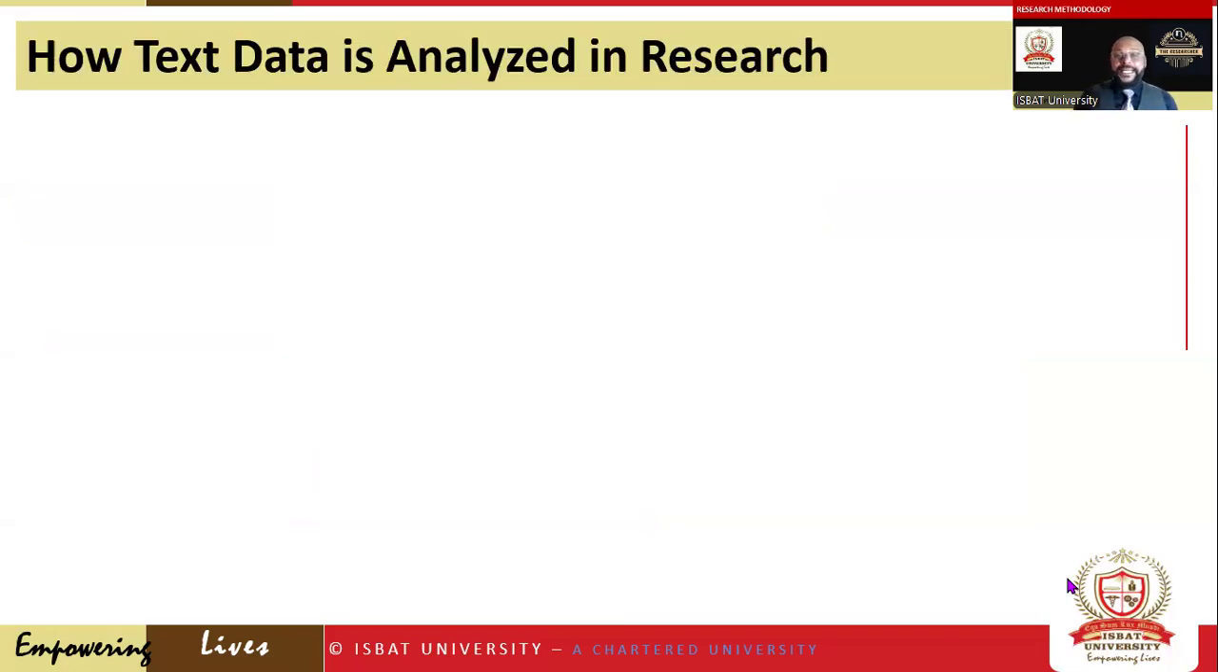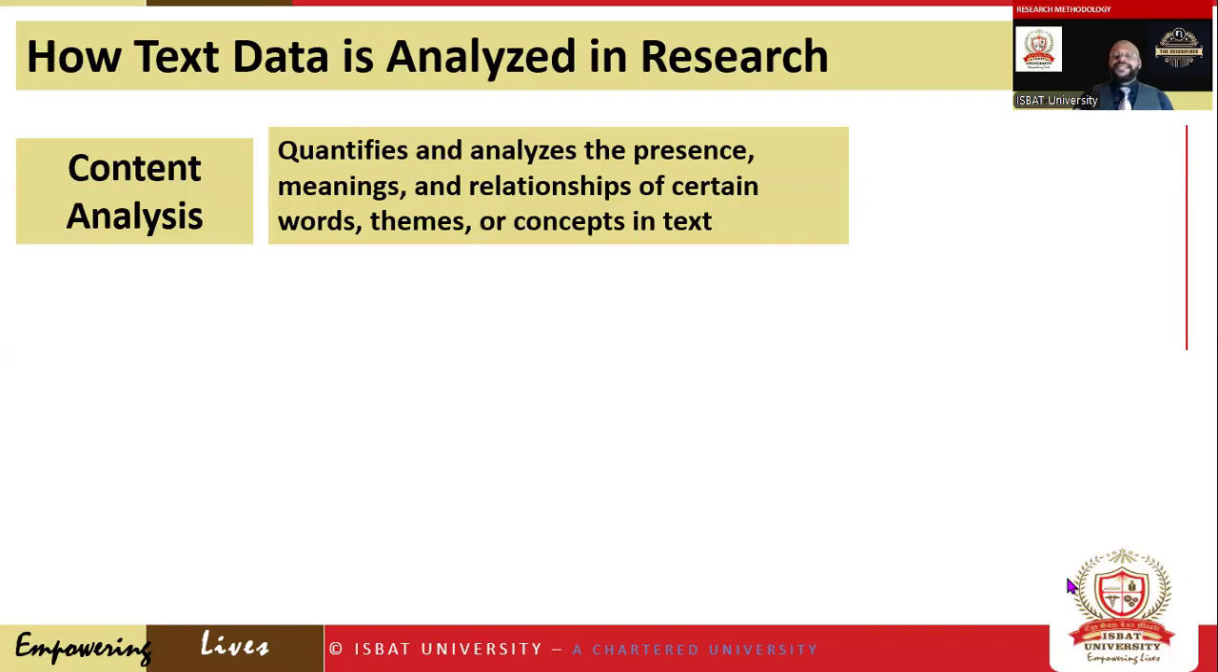So how is text data analyzed? We have seen the different types of text data, which fields we can use it in, and which kinds of analysis we can work with. Now we are going to see how text data is analyzed in research. One is content analysis. So what is content analysis?